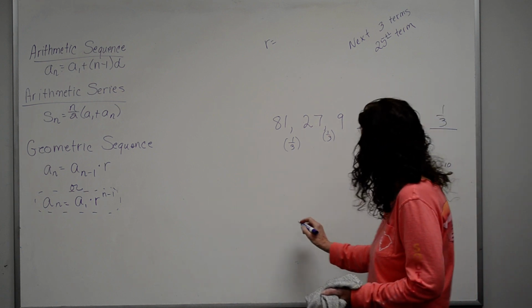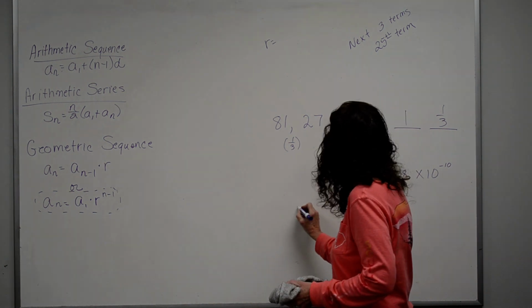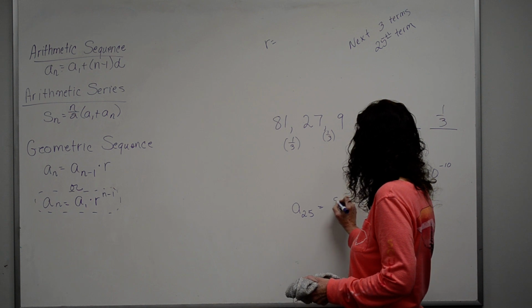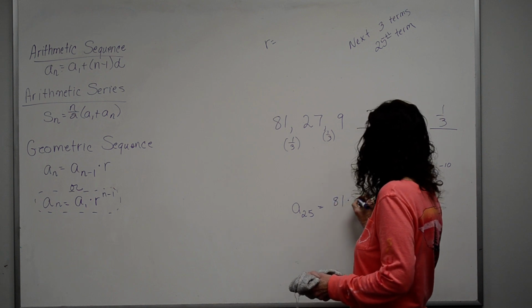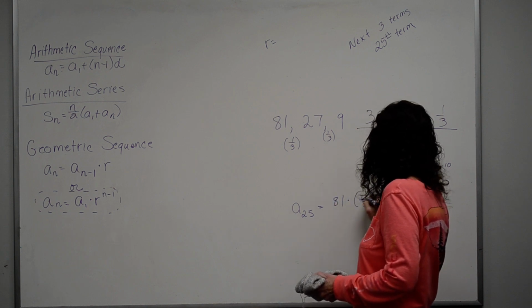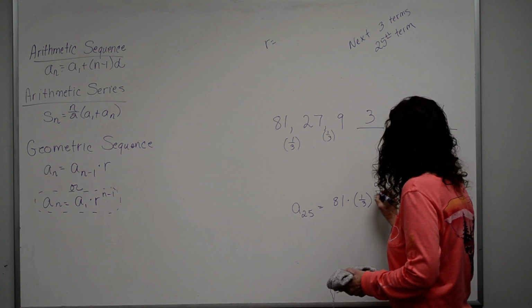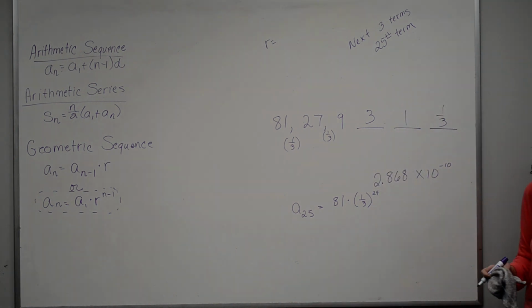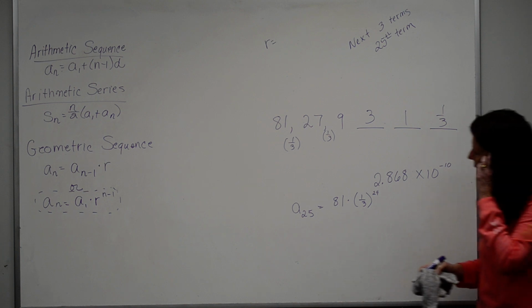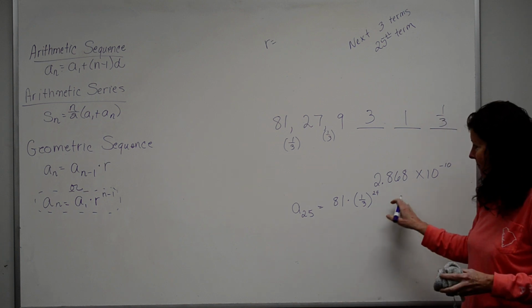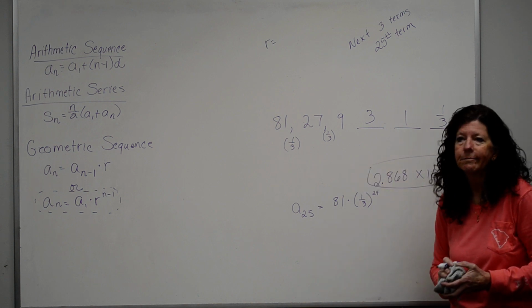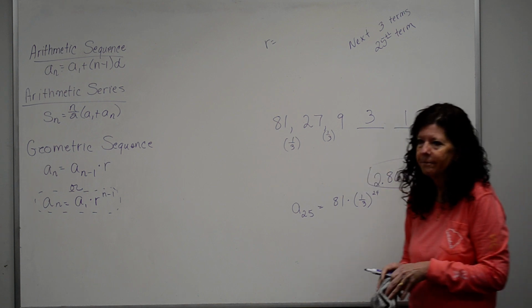Okay, so I'm going to come through here and I'm going to go, okay, a sub 25 is equal to 81 times 1/3 raised to the 24th power, because it's always going to be 1 less than what you're trying to find. Do it out on the calculator, and then you can just leave it just like that. Okay, makes sense? All right.